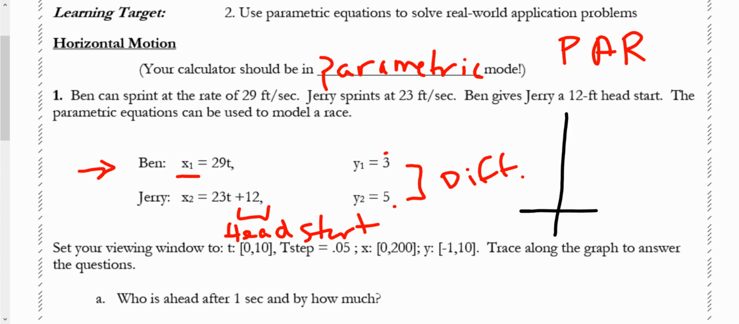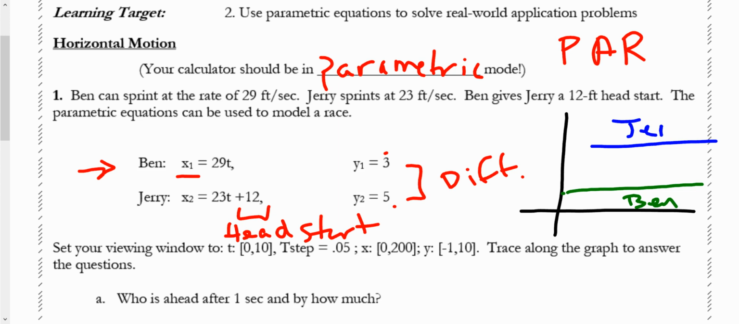I'm just going to draw a quick sketch. So you have here this line down here where y is equal to 3. It actually touches right there. This is going to be the line that's Ben. And then you're going to have one up above, which starts out here a little ways. And this is going to be Jerry. And the reason it starts out, remember, he was given this head start. So this little distance from here to here, that's going to be that extra 12 feet, okay?